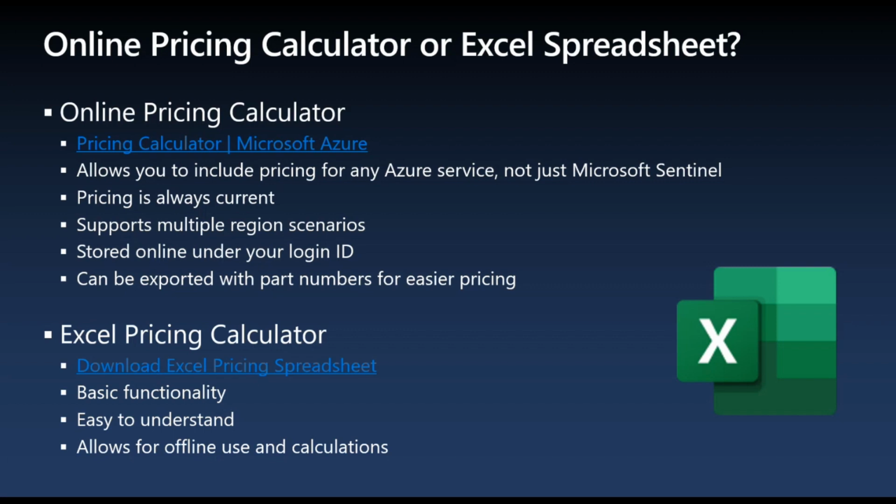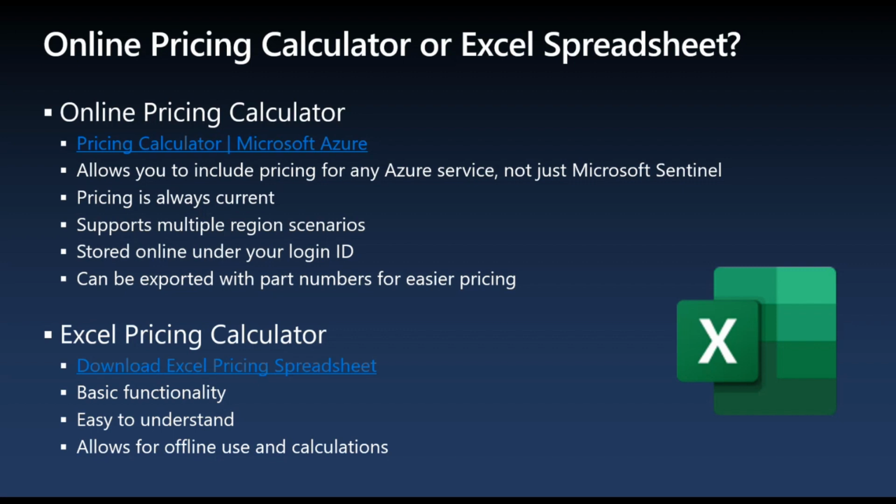The pricing is always current. It does support scenarios where you have to deploy, for example, Sentinel or other Azure services in multiple regions. As I mentioned, the different regions have different pricing models, so if you need to deploy Sentinel in the Americas and also in the UK, that can be done and represented properly in the pricing calculator. Whereas with the Excel pricing calculator, you'd have to create multiple instances of the Excel spreadsheet to do that.